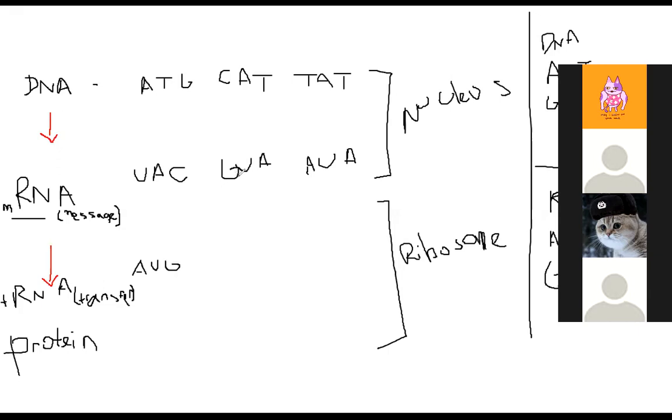How about Dominic, to GUA? Dominic? It would be CAU. Very good. CAU. And how about AUA? What would that be? How about Christian for AUA?